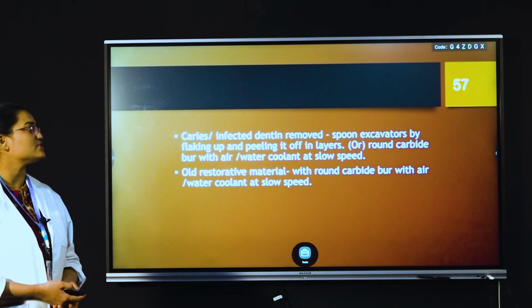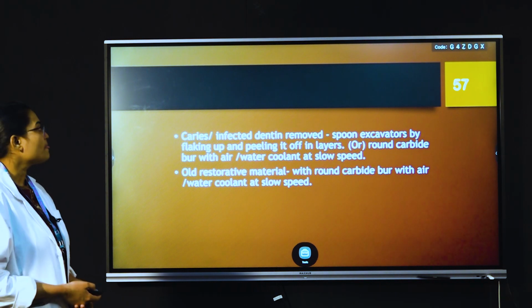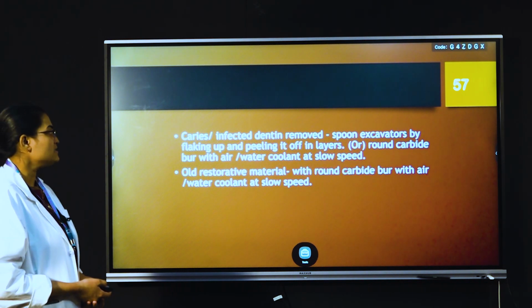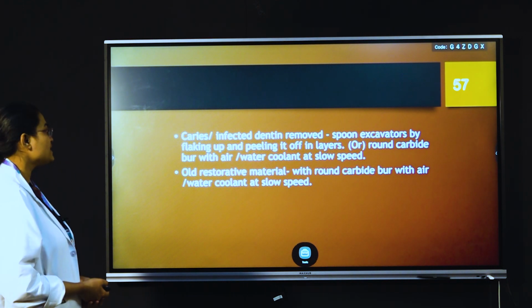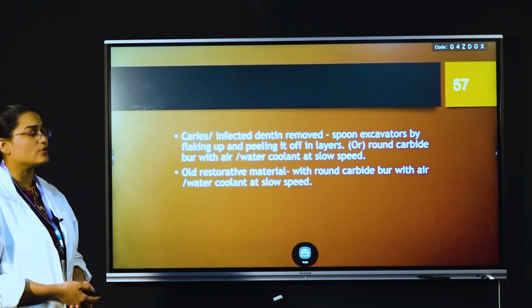Caries and infected dentin is removed using spoon excavators by flaking up and peeling it off in layers, or you can use a slow speed round bur to remove the caries under air water coolant.